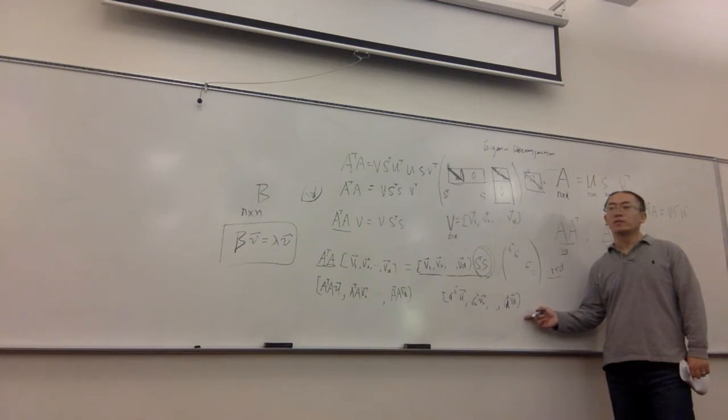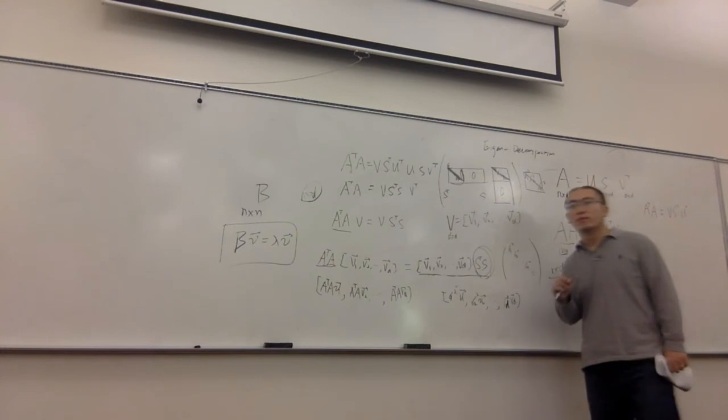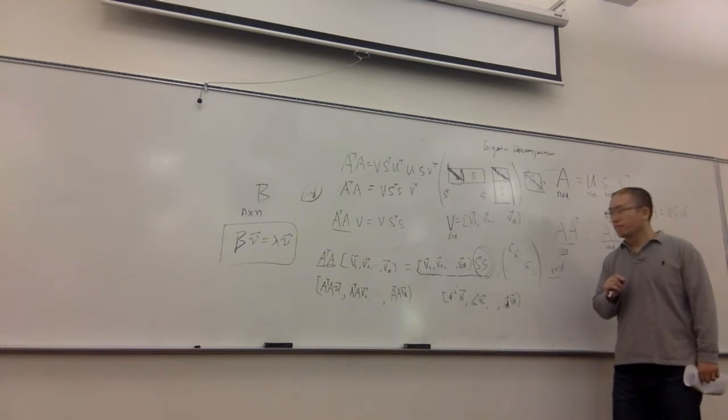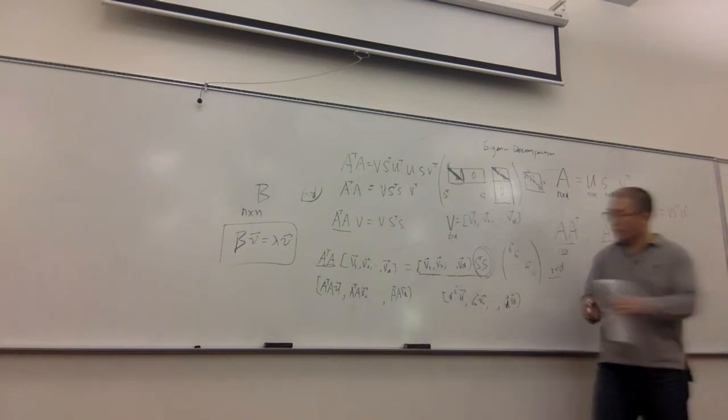Any questions? So each sigma is a scalar, right? Yeah, each sigma is a scalar. So each sigma times v is a column vector? Yeah, a column vector, you can imagine.